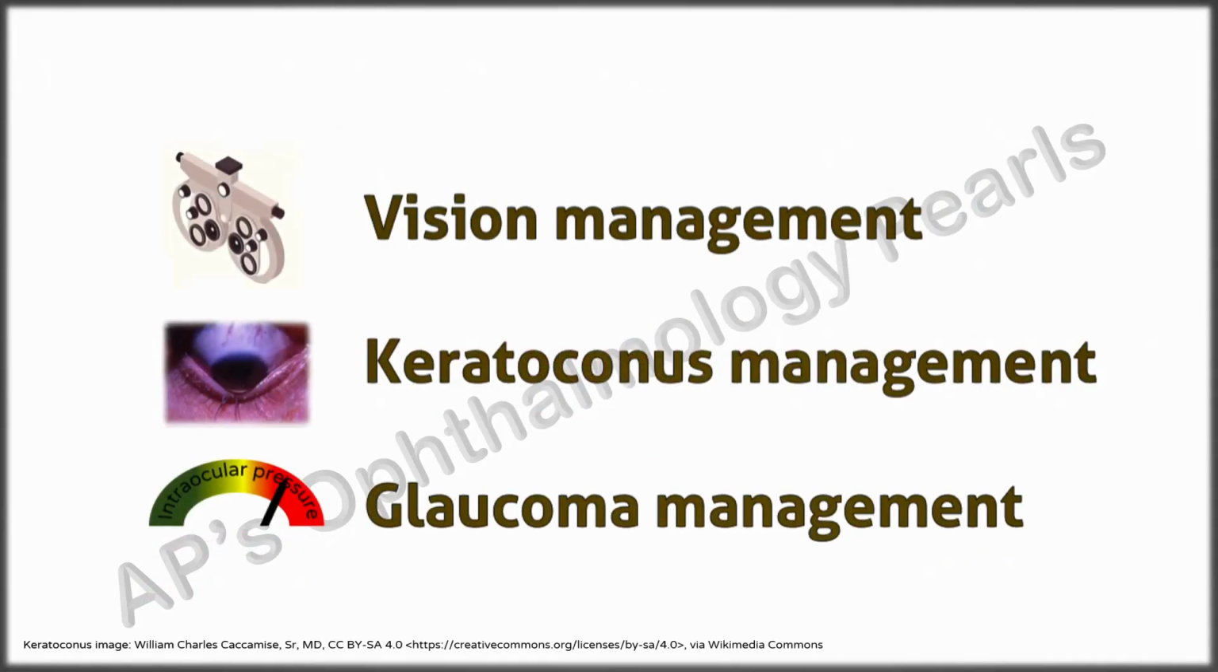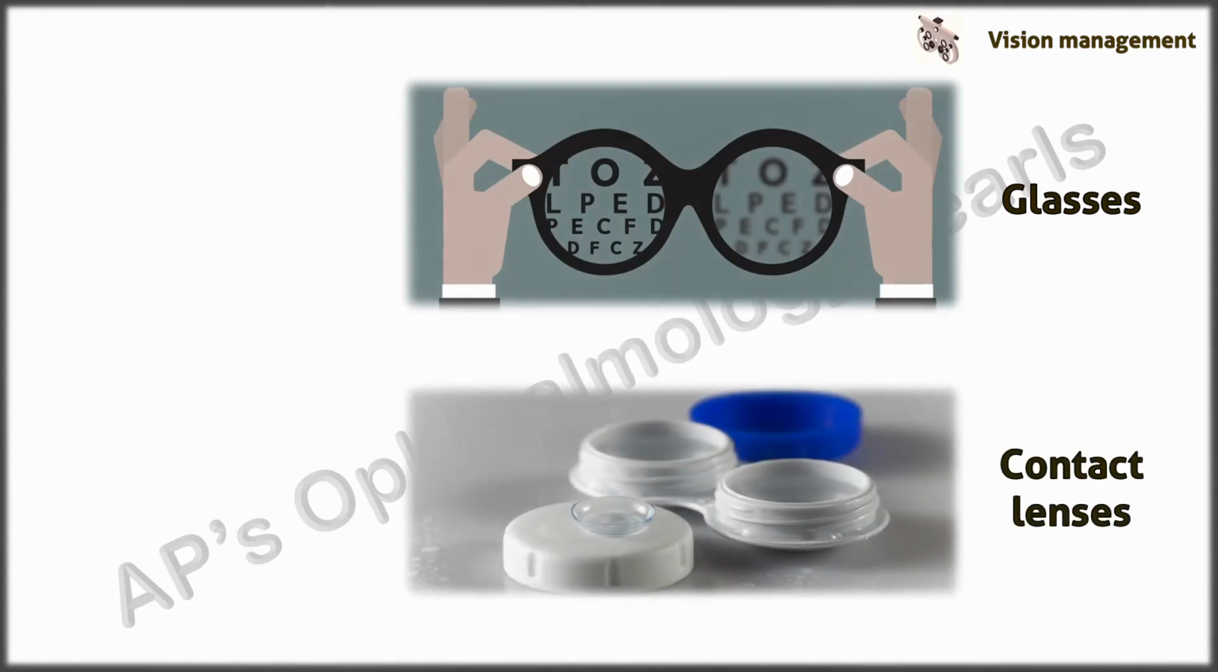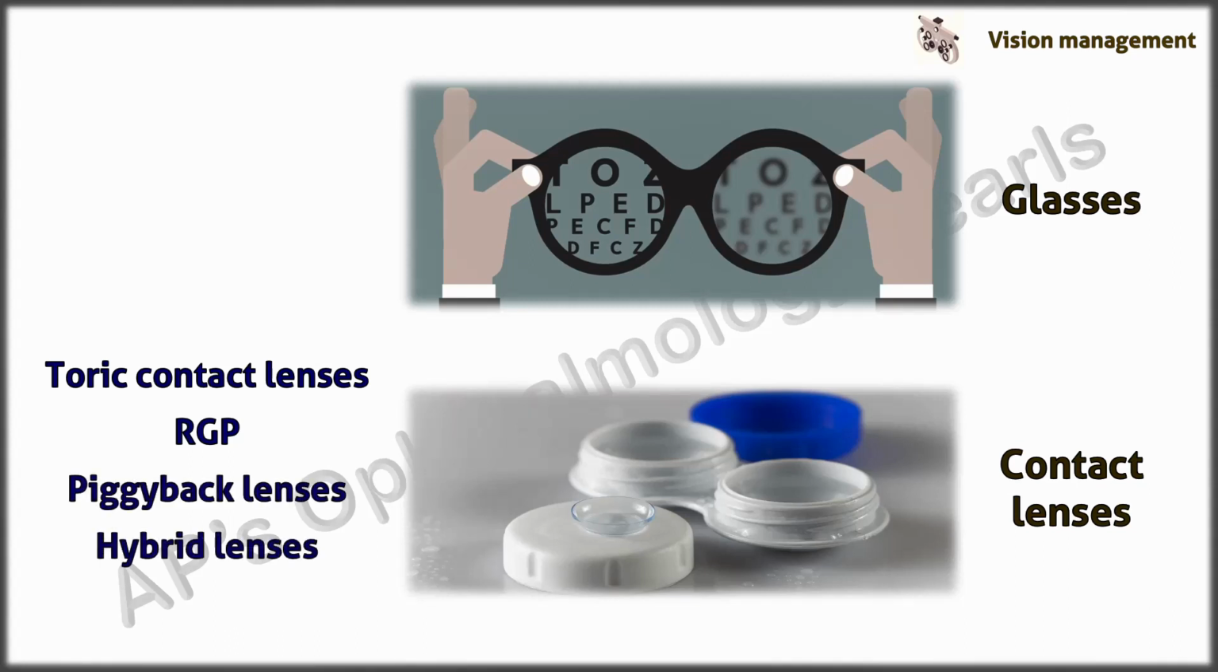Management issues in the right eye of this patient are vision management, keratoconus management, and glaucoma management. For vision management, according to the American Academy of Ophthalmology preferred practice patterns, glasses should be prescribed for vision if correctable by them. If not, contact lenses may be prescribed. Toric soft contact lenses may be more comfortable in the earlier stages of regular astigmatism. However, as irregular astigmatism sets in, rigid gas permeable lenses may be better for clarity. If RGP lenses are not tolerated, then piggyback lenses, hybrid lenses, or scleral lenses may be used.